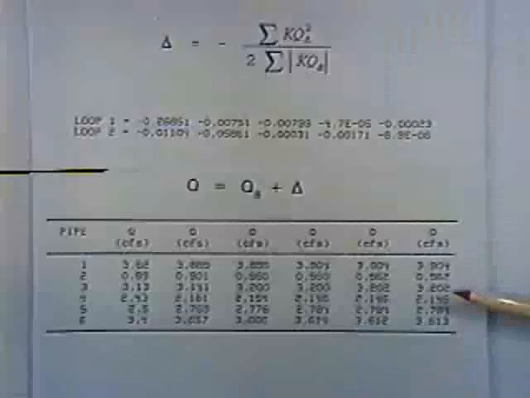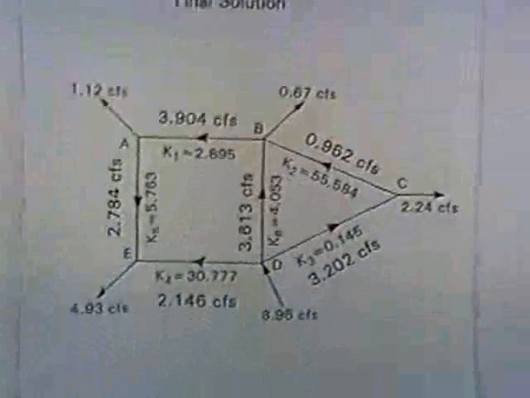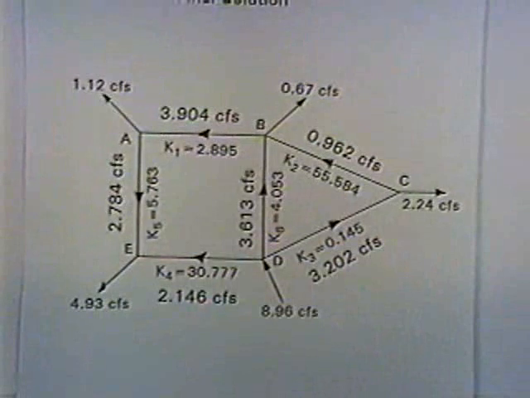But what I've done is taken this last column of the flows and then transferred that back to the diagram, and so the diagram is showing the flows in each pipe. All the flows in the final computations are positive, and so that shows me that my initial assumed flow directions were correct. If I had a negative number in the answer, it just means to reverse the flow direction, and I'm okay.